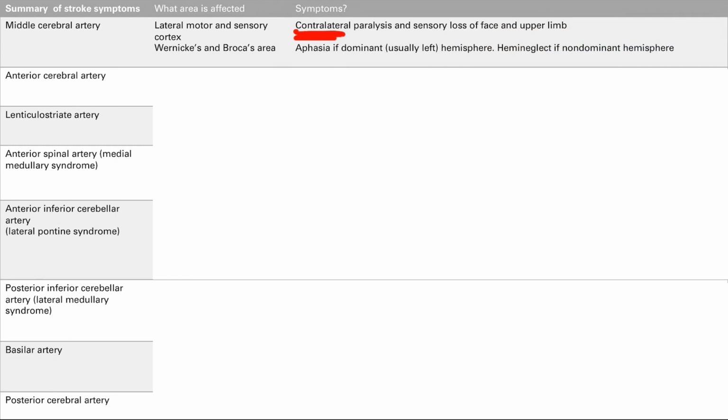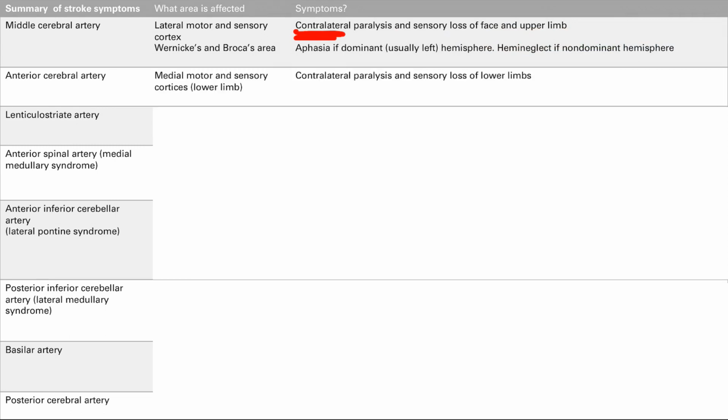Alright, moving on to the anterior cerebral artery. Remember, what part of the brain does that do? What part of the motor and sensory cortices? Remember, that's the medial side. And what part of the body does that do? That does the lower limbs, okay? So is it going to be ipsilateral to the lesion or contralateral? Remember, it's always contralateral. It's super easy because these spinal cord tracts cross. So you get contralateral paralysis and sensory loss of your lower limbs.